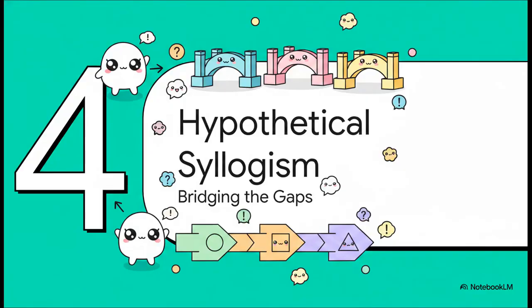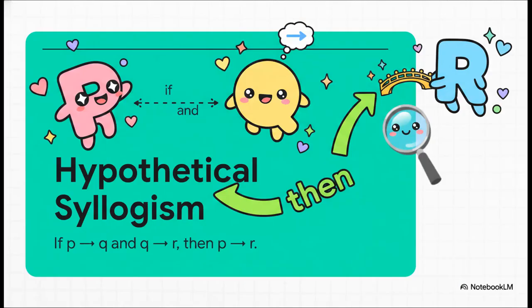Section 4. Hypothetical Syllogism. All right, now we're introducing a completely new variable to our explainer, R. This formula shows us how consecutive logical links create a bridge from the very beginning directly to the very end. It's a logical chain reaction. If P forces Q to happen and Q forces R to happen, we can logically guarantee that P will ultimately force R to happen. In our detective scenario, if the suspect stole the diamonds, they have cash. If they have cash, they will buy a plane ticket. Therefore, if they stole the diamonds, they will absolutely buy a plane ticket.